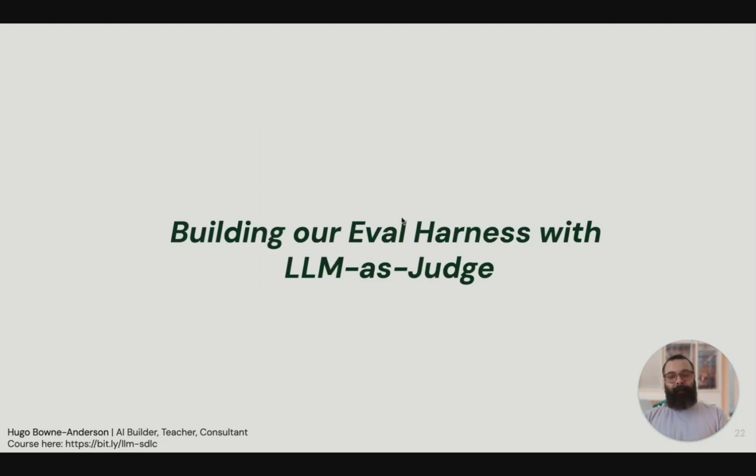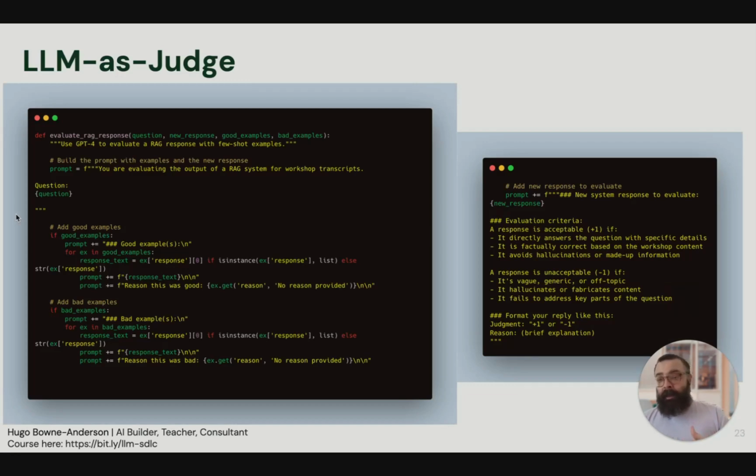So after all of that, how do we think about building our eval harness? I'm going to tell you about one approach using LLM as a judge, okay? Now, in this system that I've just been describing, a RAG system over workshop transcripts, I've built an LLM as a judge. And once again, I just want to demystify: essentially, it's a prompt with maybe a few shot examples. You'll say, these are good responses, these are bad responses, and these are reasons, okay? So you can see here, what I've said is, use GPT-4, this is the docstring to evaluate RAG response, and then I build the prompt: you are evaluating the output of a RAG system for workshop transcripts, paste the question, give some good examples, give some bad examples, then give it some evaluation criteria. It's acceptable if it directly answers the question with specific details. It is accurately correct based on the workshop content, and so on, okay?